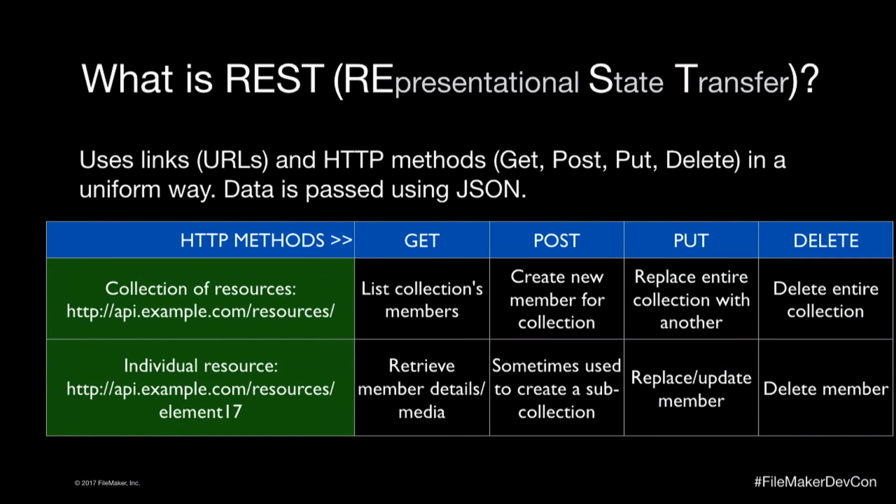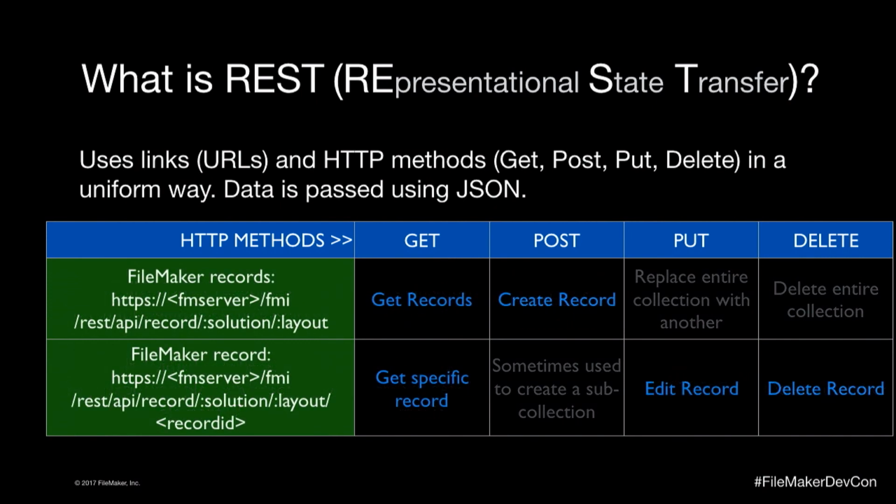This is really great news, because now whenever you're developing against any of these APIs for other services besides FileMaker, the REST API looks almost the same. This is the way FileMaker does it. These are the exact URLs that FileMaker uses. And this is documented. I'll show you the documentation in a second.